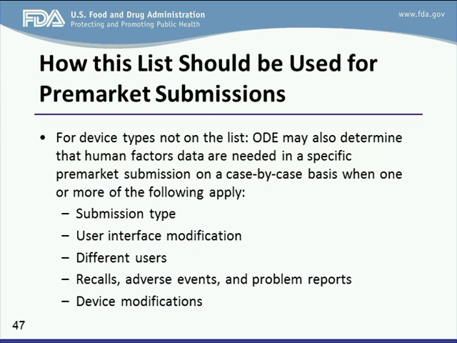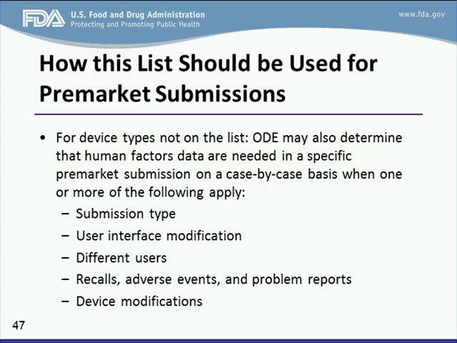Now, in addition to that, ODE may also determine on a case-by-case basis whether human factors data may be needed, based on the following criteria. One of them is your submission type. With a submission type, what we're describing here is a pre-market application or de novo petition that is clearly indicating that there's a potential for serious harm from a use error, then you have to submit human factors data for pre-market review.